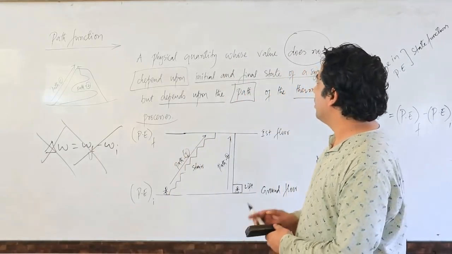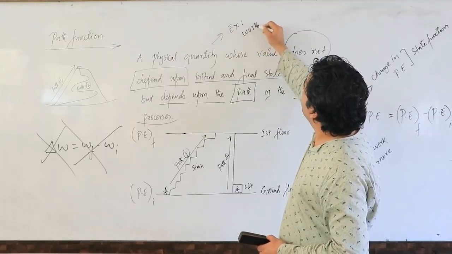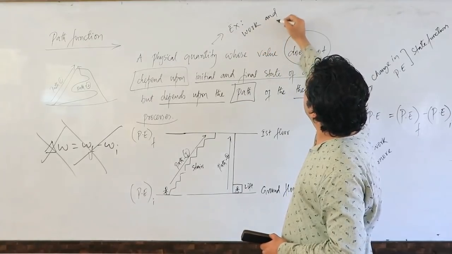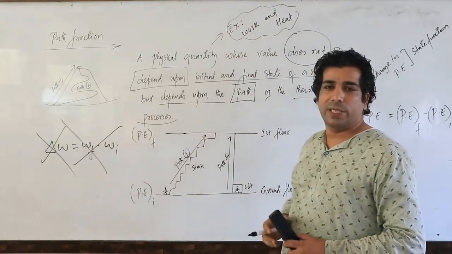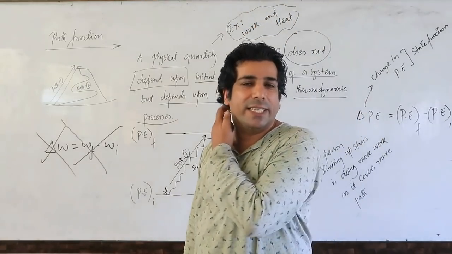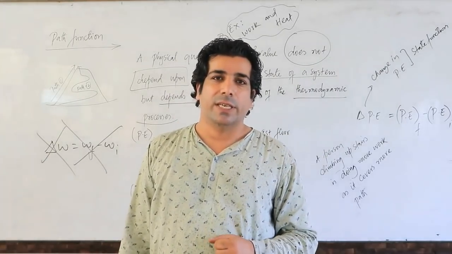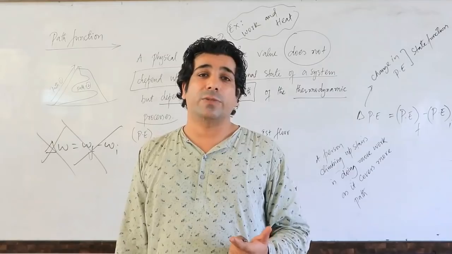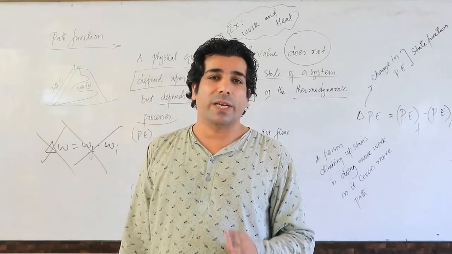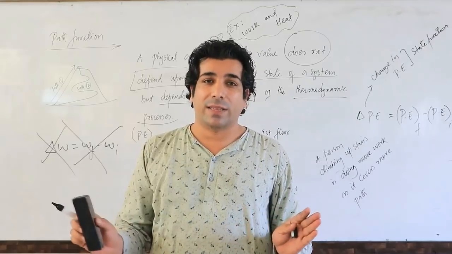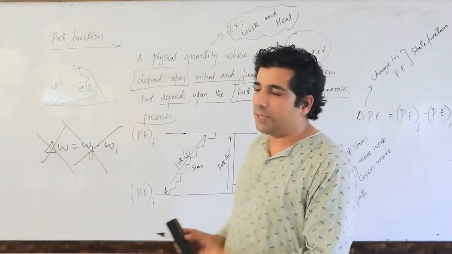So remember, examples of path functions are your work and heat. These are the two examples of your path function. They do not depend upon the final and initial state. You can't write down final heat minus initial heat. Yes or no? You can't write down final work minus initial work, because work depends upon which thing? The path. It does not depend upon the final and initial values. Yes or no? Please mention this thing.